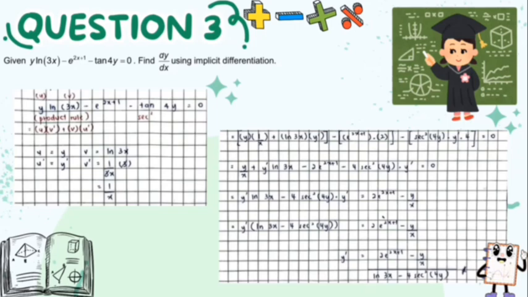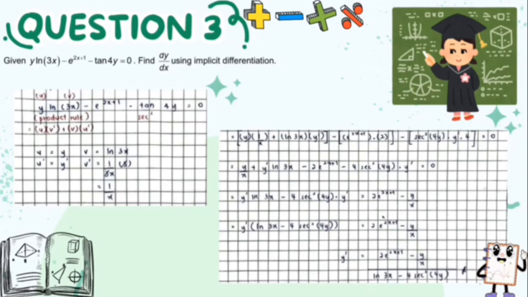Since y is a function of x, when we differentiate y, we must include y prime. The first term is y ln 3x, which is two things multiplied, y and ln 3x. So we use the product rule, where the formula is uv prime plus vu prime. We find u is y, so u prime is y prime, and v is ln 3x, while v prime is 1 over x. We substitute the values into the formula and we get y multiplied by 1 over x plus ln 3x multiplied by y prime.